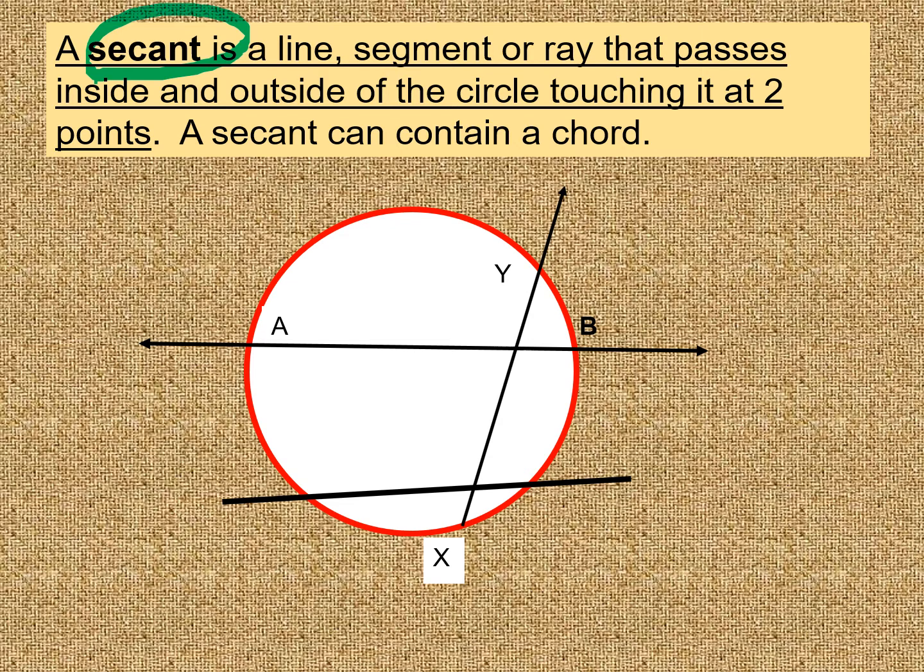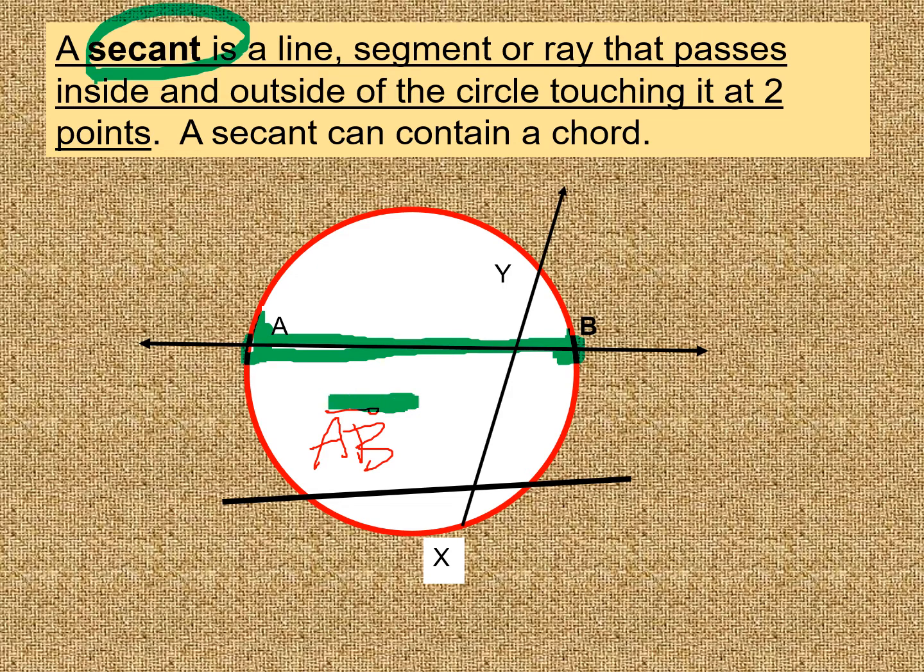If I just said AB like this, is that the secant? That's just a straight bar on top. A to B, the segment, right, is just a chord. Look at it. It starts on the edge, it stops on the edge.